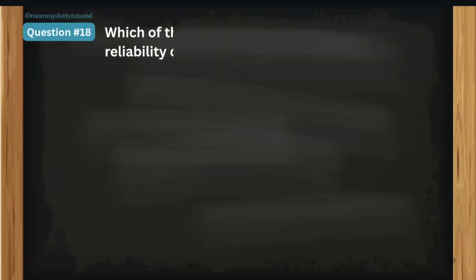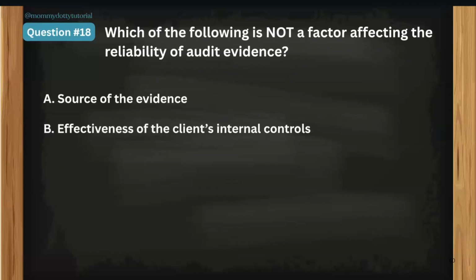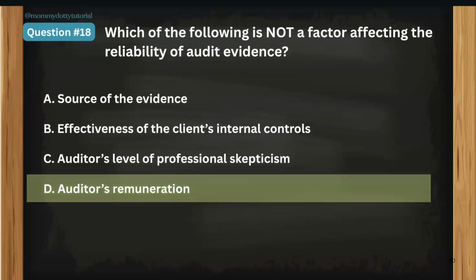Moving on to question number 18. Which of the following is not a factor affecting the reliability of audit evidence? A, source of the evidence. B, effectiveness of clients' internal controls. C, auditor's level of professional skepticism. And D, auditor's remuneration. Oh, this is very easy. All right, you may pause the video to think. The correct answer is letter D, of course, auditor's remuneration. It has nothing to do with the reliability of audit evidence.